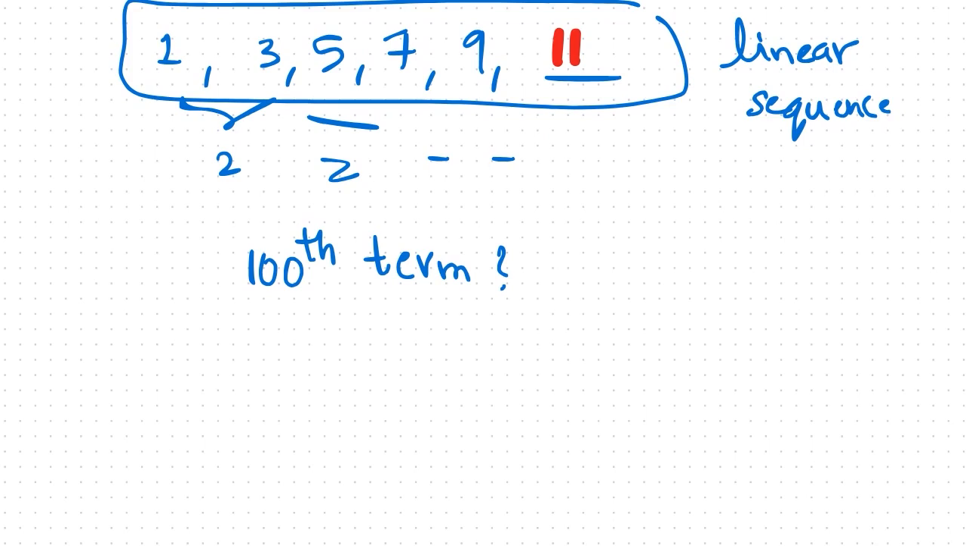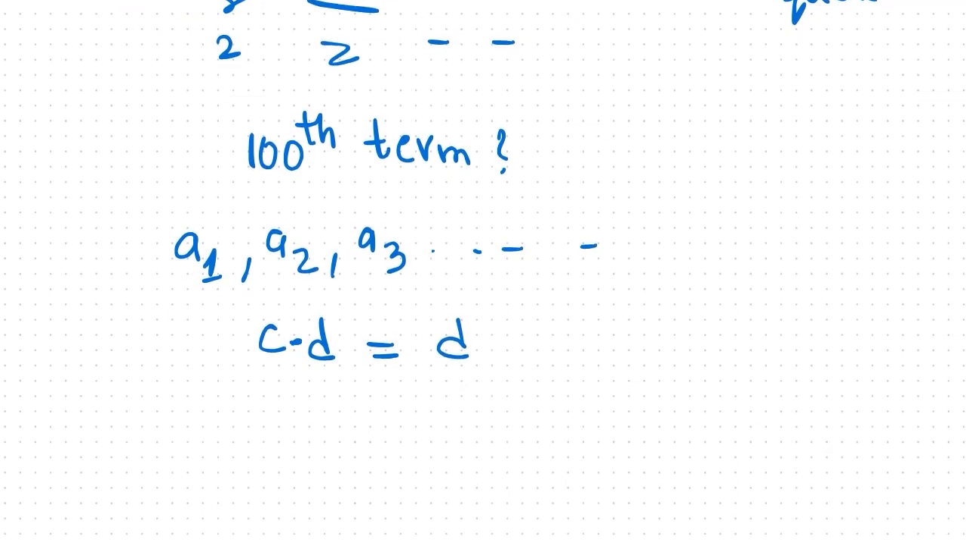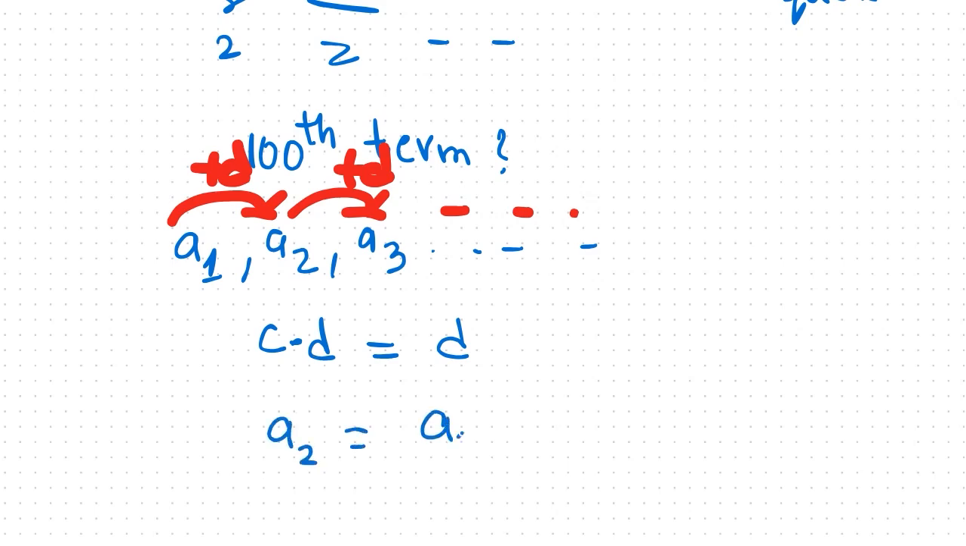So basically, an arithmetic sequence can be represented as A1, A2, A3, and so on. Let's say the common difference is D. We know that from A1 to A2, we do plus D, like this, right? So A2 will be A1 plus D. A3 will be A1 plus 2D.